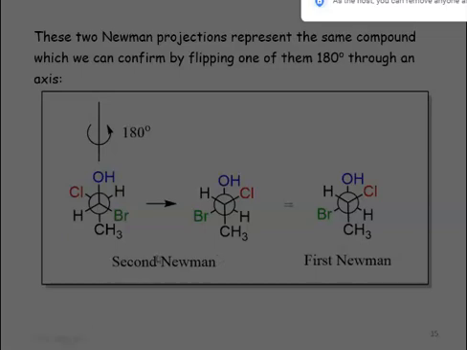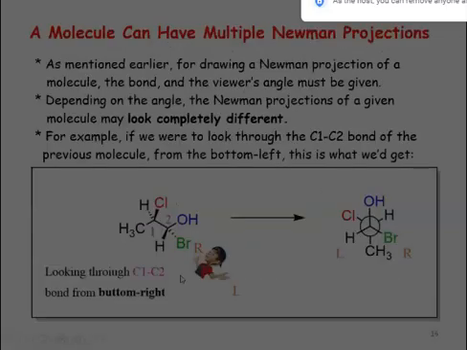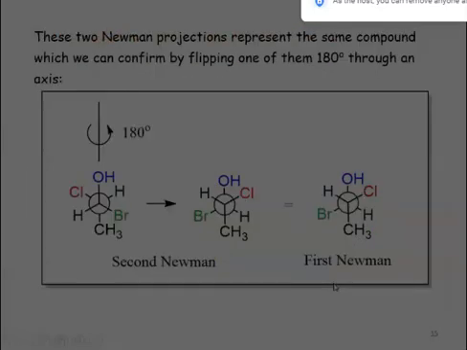Now see the second Newman structure. This was the second Newman structure. It had bromine towards right hand side, hydrogen towards left hand side, and OH towards its top. Okay. If we rotate this molecule by 180 degree, then what will happen? What and all changes we can observe? This bromine will move towards this place.